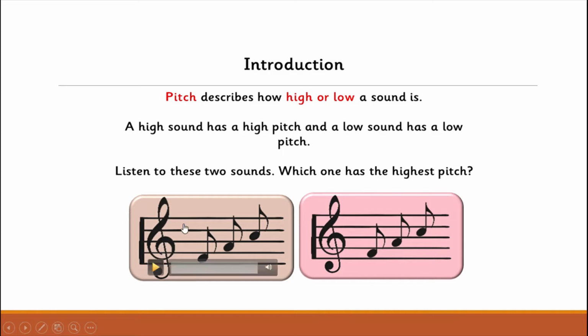So hopefully this works. Okay, which pitch is which? So high pitch or a low pitch.